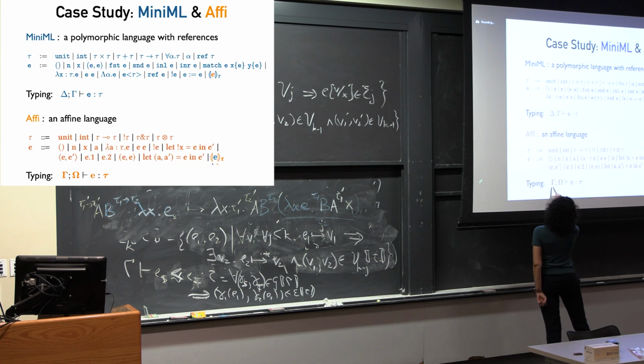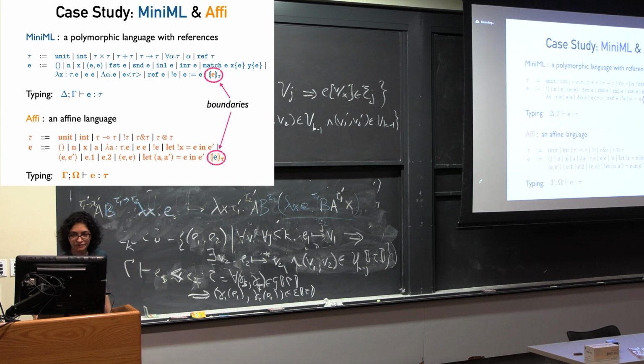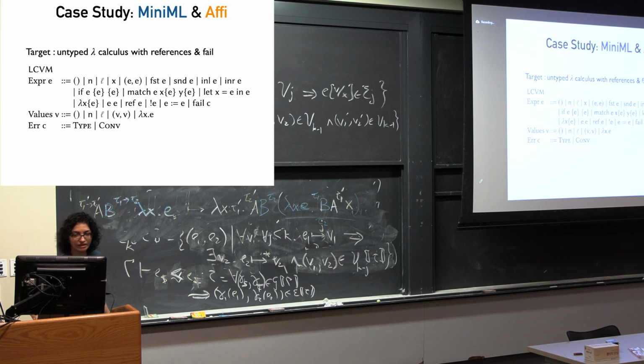Gamma is the standard thing. Here, gamma has the variables x, which I want you to think of as unrestricted. And I'm using A for the affine variables that cannot be used more than once, and I'm going to put those in omega. Okay? And there are boundaries right there. Okay? I've added boundary terms.